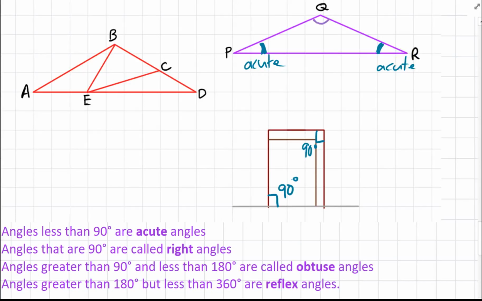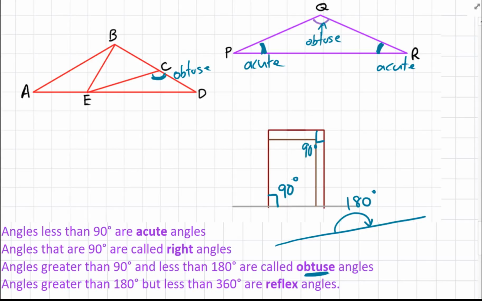The next type of angles are angles that are between 90 and 180 degrees. So these angles are called obtuse angles. So of course, an angle that is 180 degrees would be a straight line. So we want to identify angles that are less than 180 but greater than 90. So probably that angle there would be obtuse, as well as this angle here would also be obtuse. So you can see that those two angles are greater than 90 but less than 180.